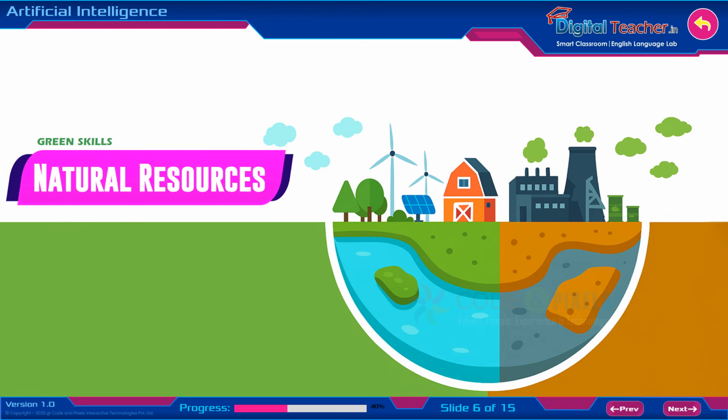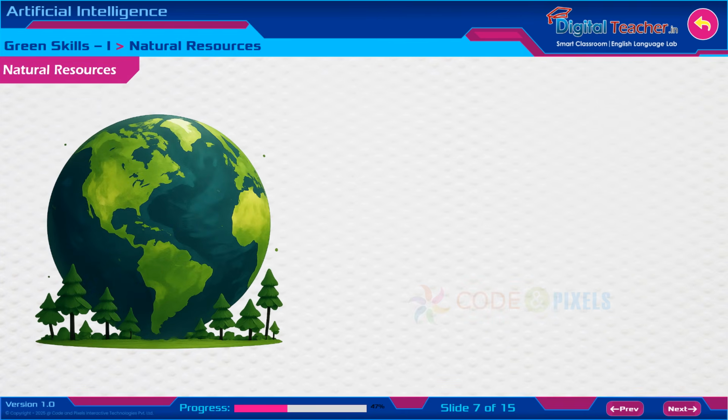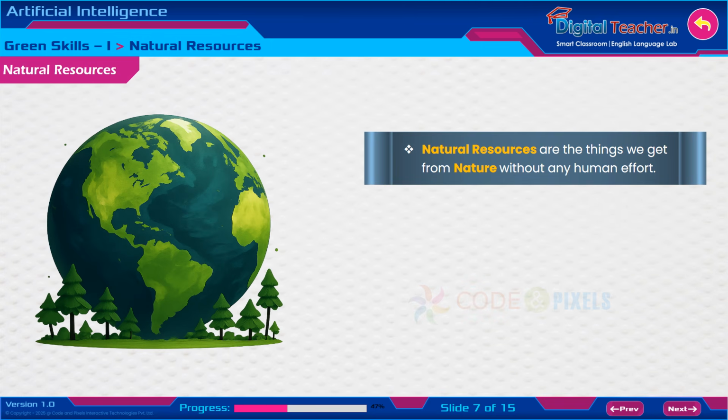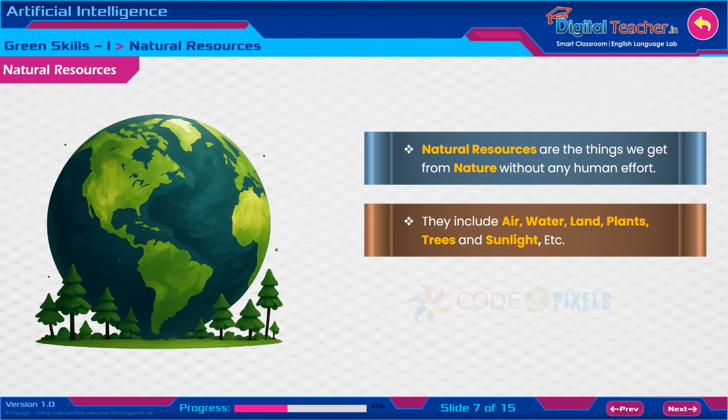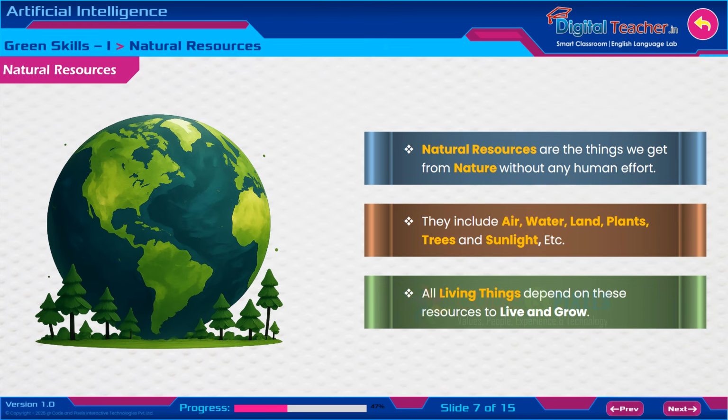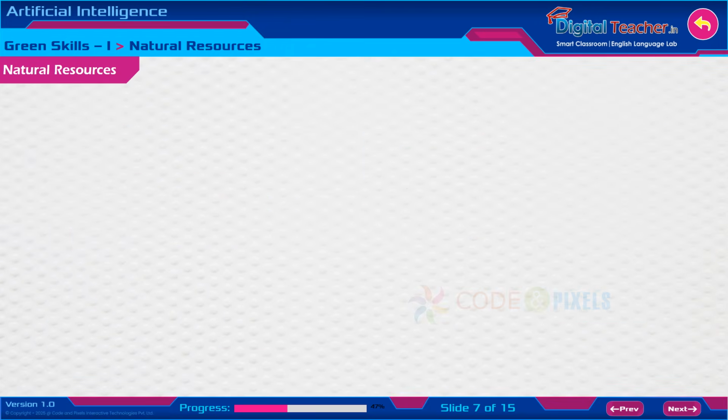Natural resources. Natural resources are the things we get from nature without any human effort. They include air, water, land, plants, trees, sunlight, etc. All living things depend on these resources to live and grow. There are 4 types of natural resources.